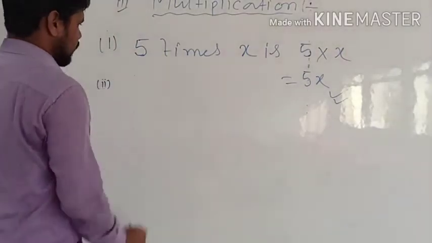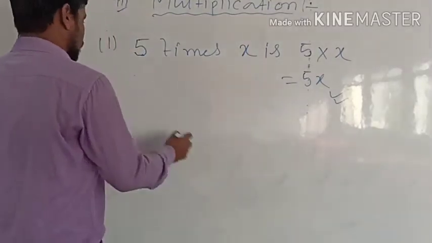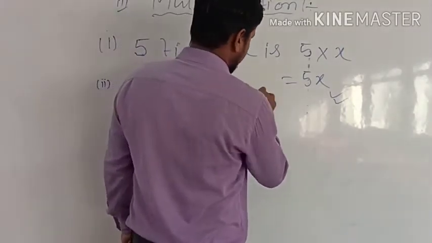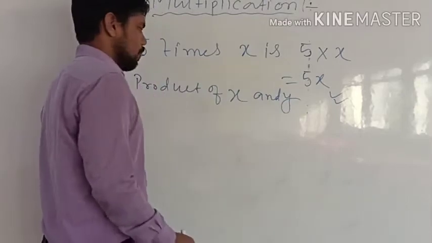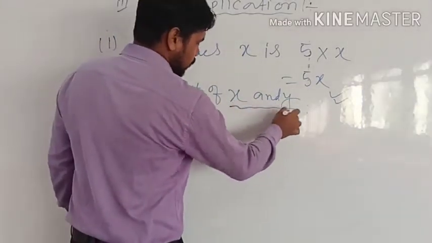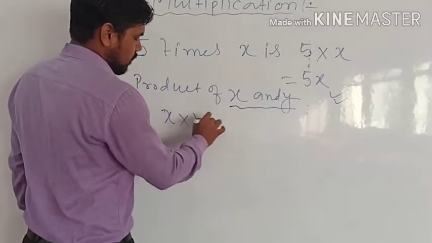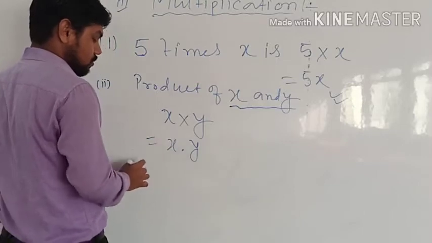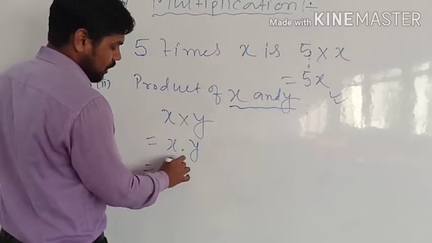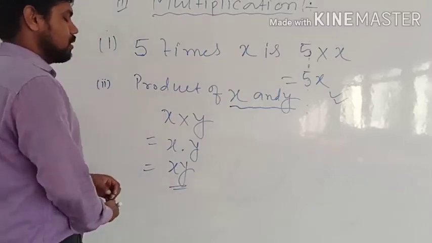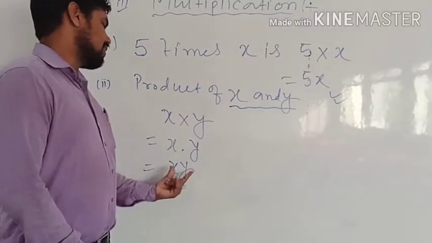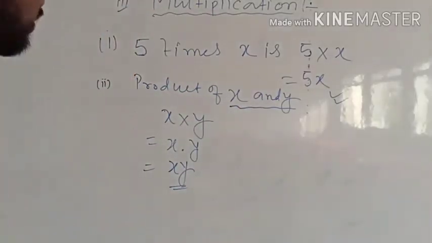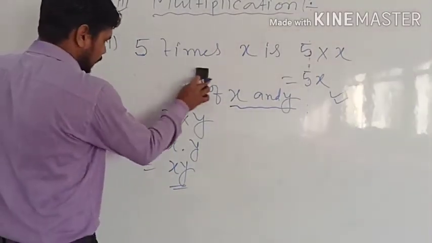And second, suppose it is asking for the product of two numbers, the product of x and y. Product of x and y means the multiplication of x and y. So x multiply y, or you can write it as x dot y. Some students also write xy. This also means the product of two numbers. So the product of x and y will be xy. Now next, suppose you want to multiply.